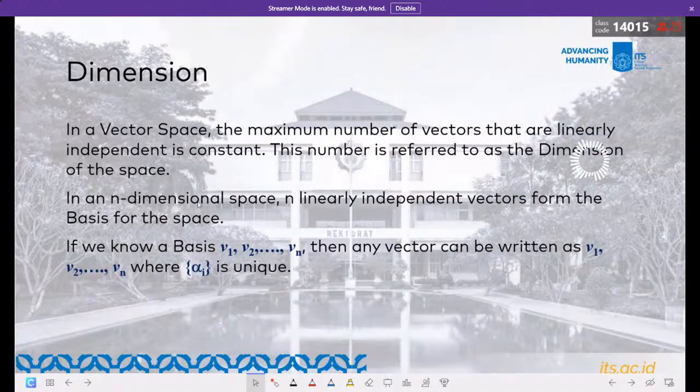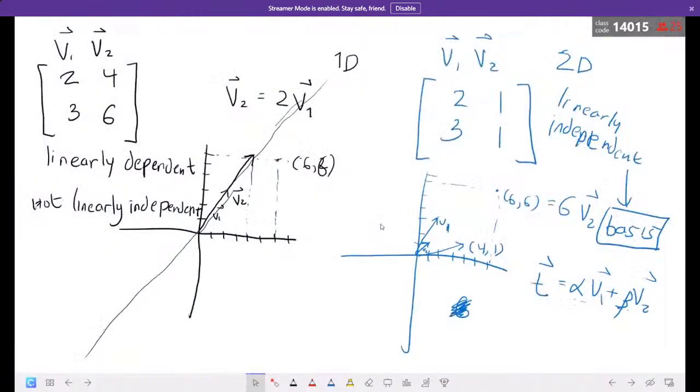In an n-dimensional space, n linearly independent vectors form the basis for the space.